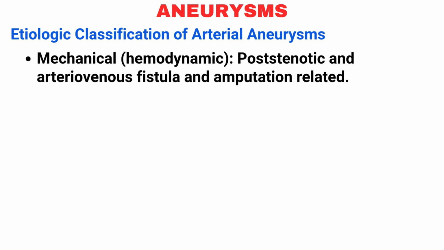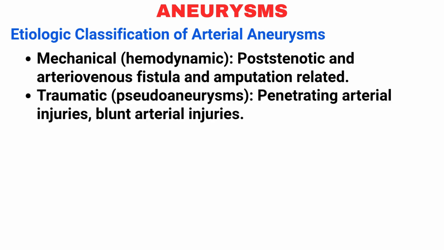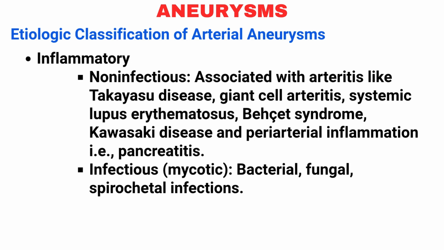These include post-stenotic and arteriovenous fistula and amputation-related problems. Next is traumatic or pseudoaneurysms. These include penetrating arterial injuries and blunt arterial injuries. Next is inflammatory, associated with arteritis like Takayasu disease, giant cell arteritis, systemic lupus erythematosus, Behçet syndrome, Kawasaki disease, and periarterial inflammation, for example, pancreatitis. These come under non-infectious inflammatory problems.